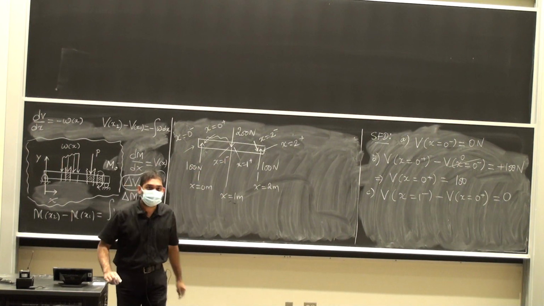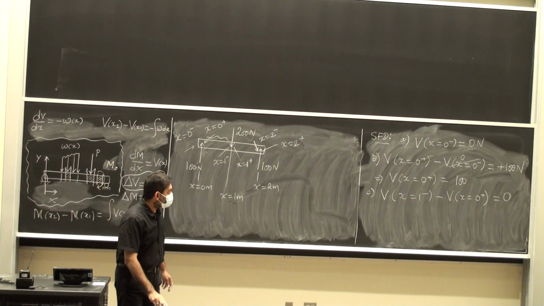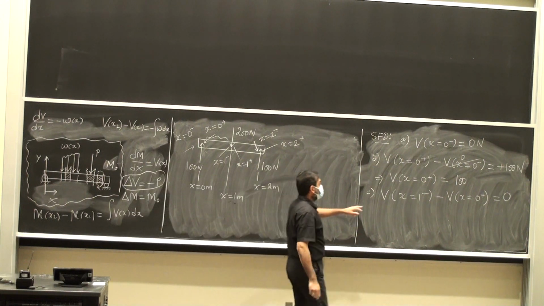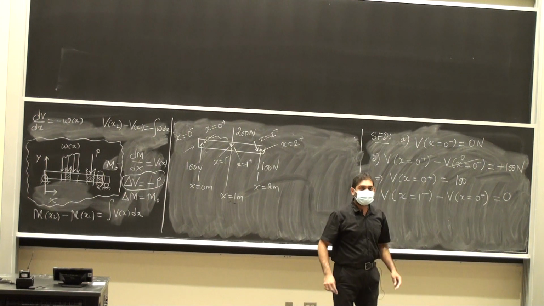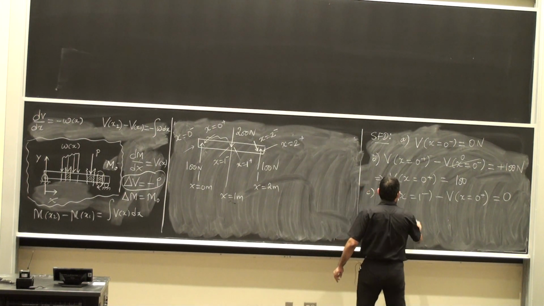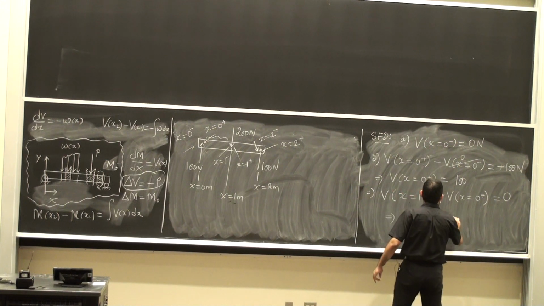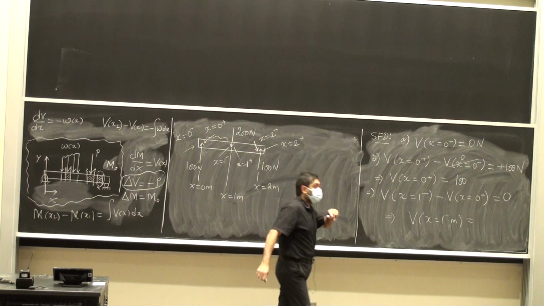Yes, sir, question. Then you just say that V of x equals 100 newtons. Sure, that's what my next conclusion is going to be. So this guy is equal to that guy, so they have to be equal to 100 newtons. Is that what you're saying? Yeah. So I'll write this out. V at x equal to 1 minus is equal to V at x equal to 0 plus, which is 100 newtons.